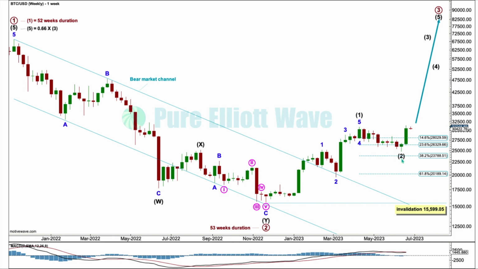Now, my only question at this moment, as you know, as subscribers, you know I'm not confident yet that intermediate 2 is over, so I leave the invalidation point down here. My main wave count expects intermediate 2 is over and Bitcoin is on the next wave up. My alternate allows for intermediate 2 to continue further as an expanded flat, and it may not move beyond the start of 1 below 15,599.05.